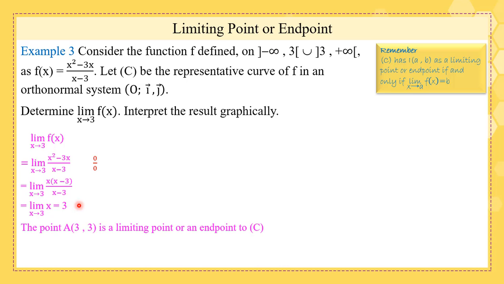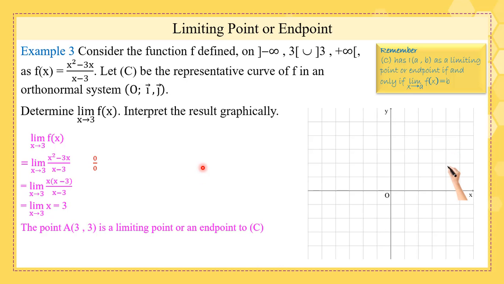So we can tell that the point A, whose coordinates are 3, 3, is a limiting point or an endpoint to C. Remember, this is the graphical interpretation, but let's see how we represent it graphically. It means that the point 3, 3 is a limiting point. This is an open point. You see, this is a point that is not on the curve.